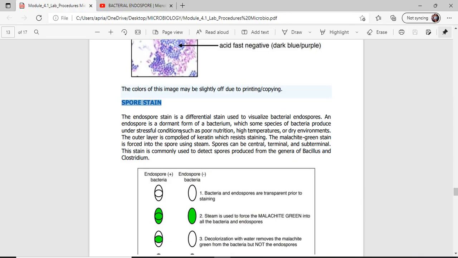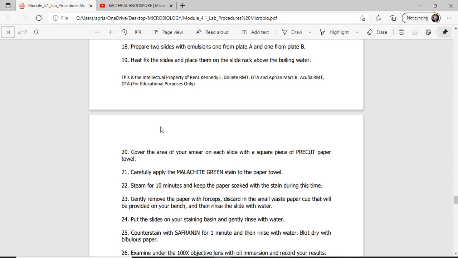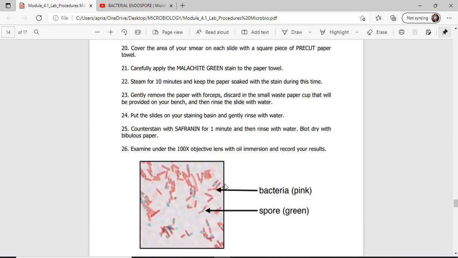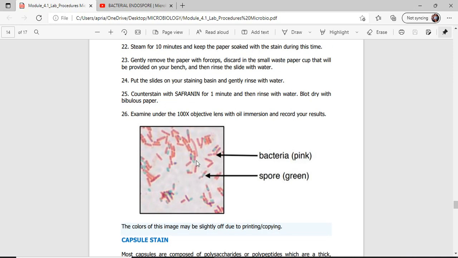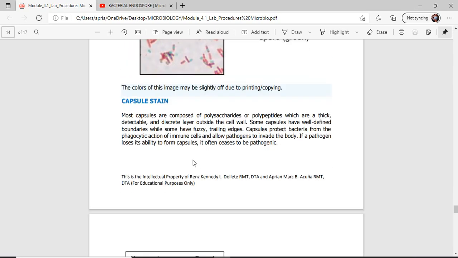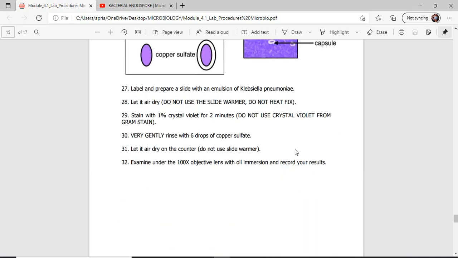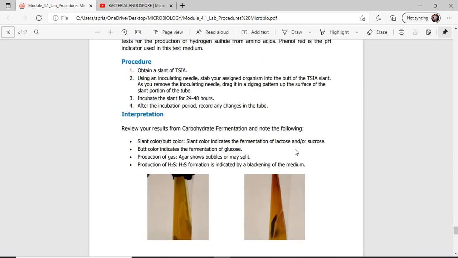This is the live view you see in the microscope after your staining. Then you have your vegetative part, then you have your spore parts. Their spores do not have a bulge. Then you have your capsule stain. We'll have a video presentation, demonstration, with plates below. You have one plate and then you have your catalase test.